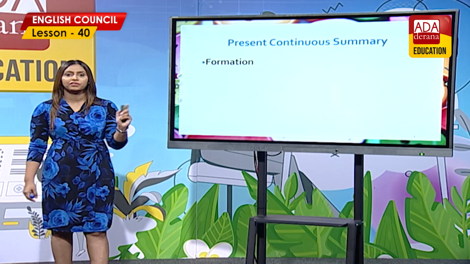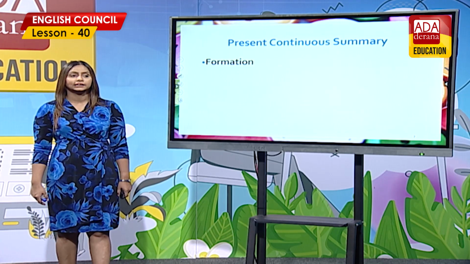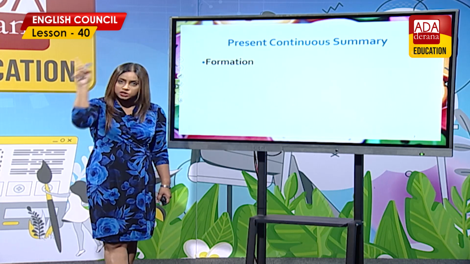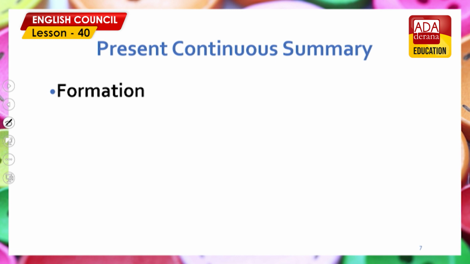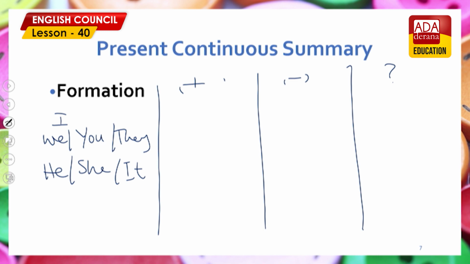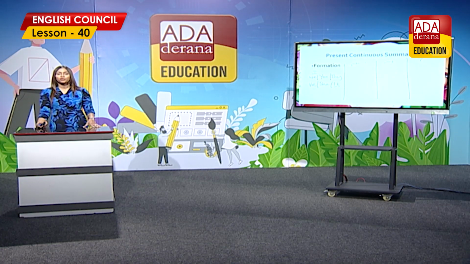Now, we are going to take a summary before we start with our future constructions, because we are going to talk about the going to structure, the will structure, and talk about future this week. So before that, let's look at a summary of present continuous tense, right? So you know that present continuous tense is all about I, we, you, they, he, she, it. These are the subjects we have in English. And we have the positive, we have the negative, we have the question form of any tense, right?